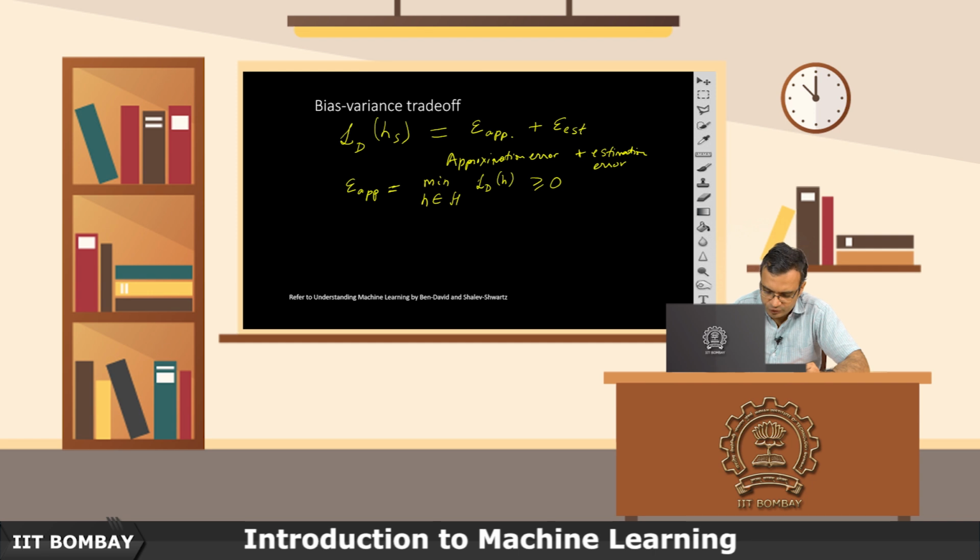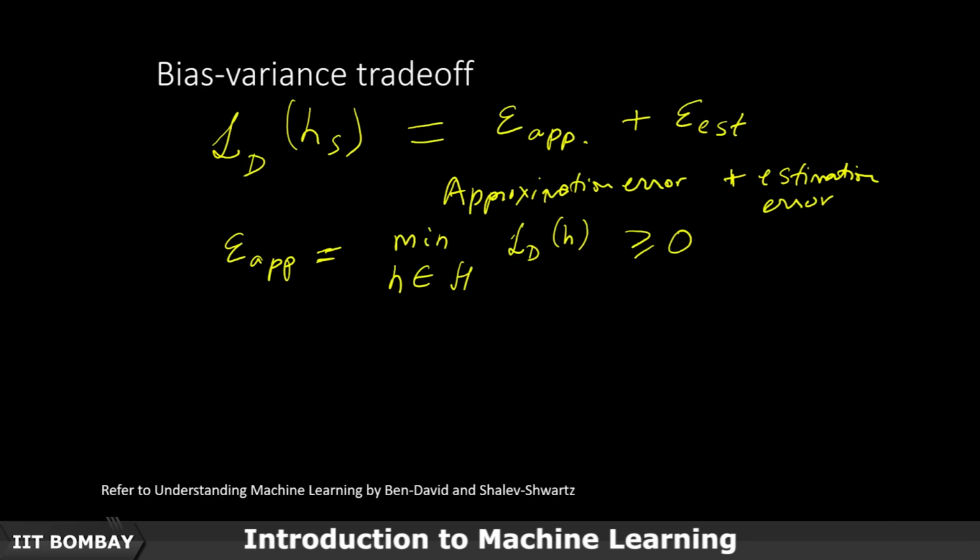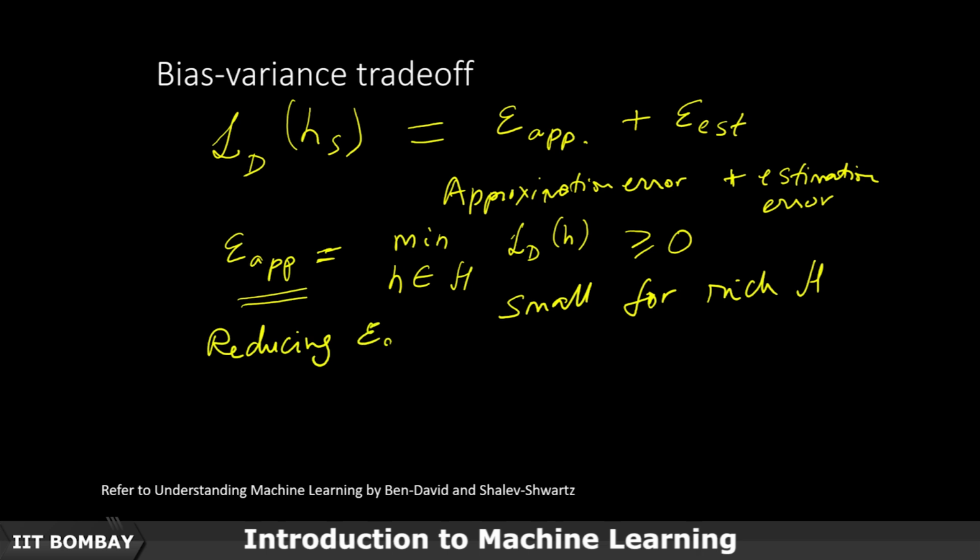So how can we come closer and closer to 0? This is going to be small for rich hypothesis classes, because you have more possibilities, you can come closer and closer to the actual h star that will make it 0. But when we do that, if we have a small epsilon approximation, then reducing epsilon approximation can increase epsilon of estimation. And why is that?